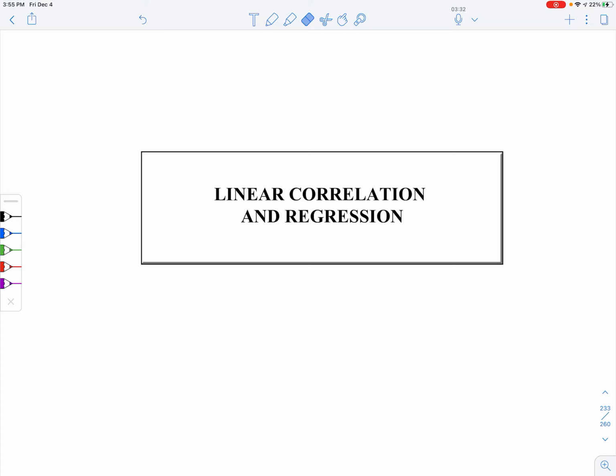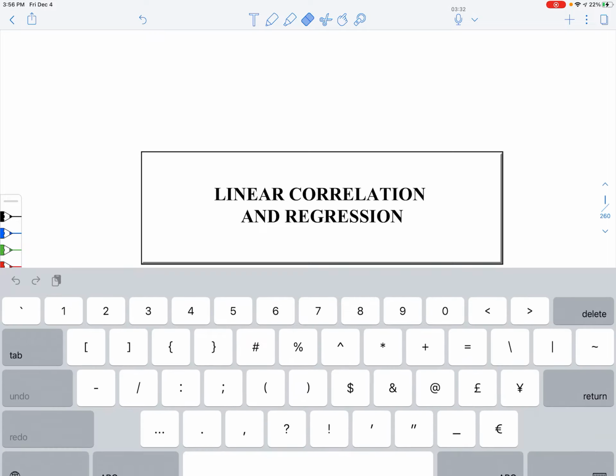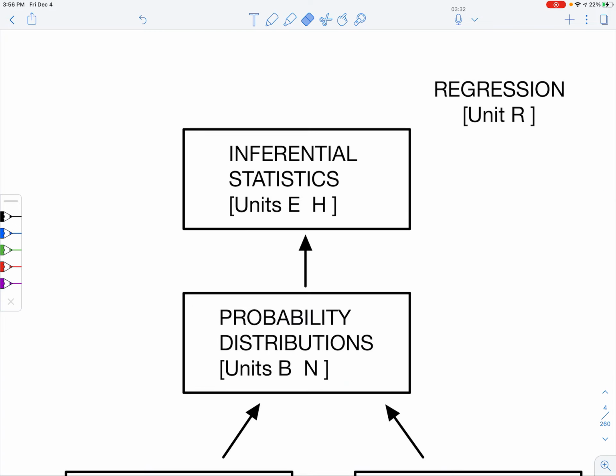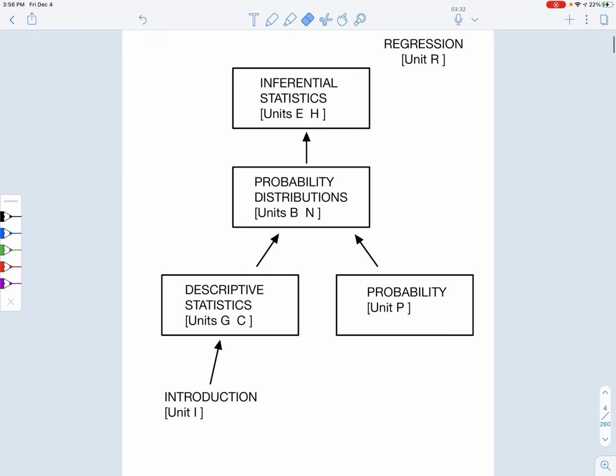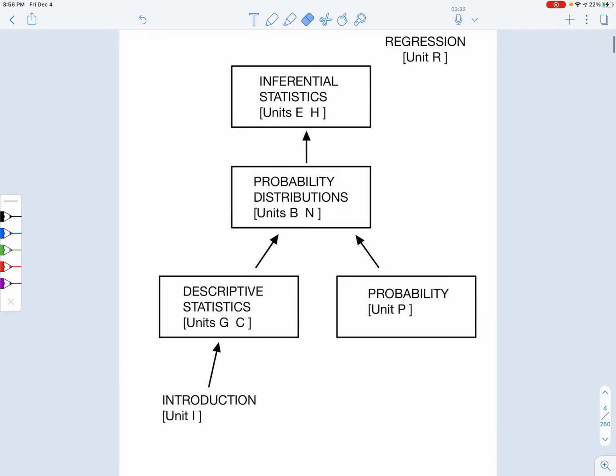We're taking a look at linear correlation and regression. Let's go back and take a look at where this is at in the course. Remember that everything that we've been working on has been moving towards inferential statistics with units E and H. That's really, in a sense, the end of the course, but we're just going to make a quick jump off here to Unit R. And this is just an extra at the end of the course.